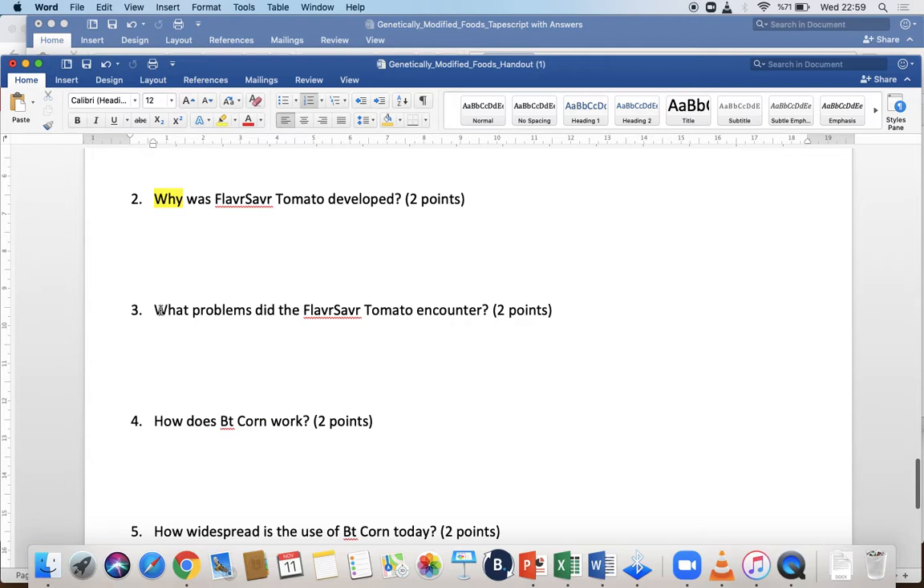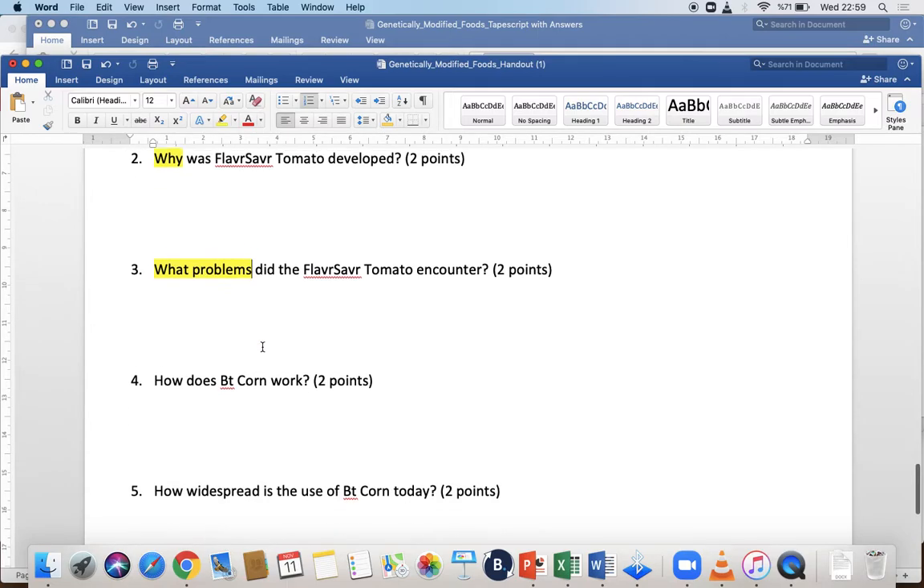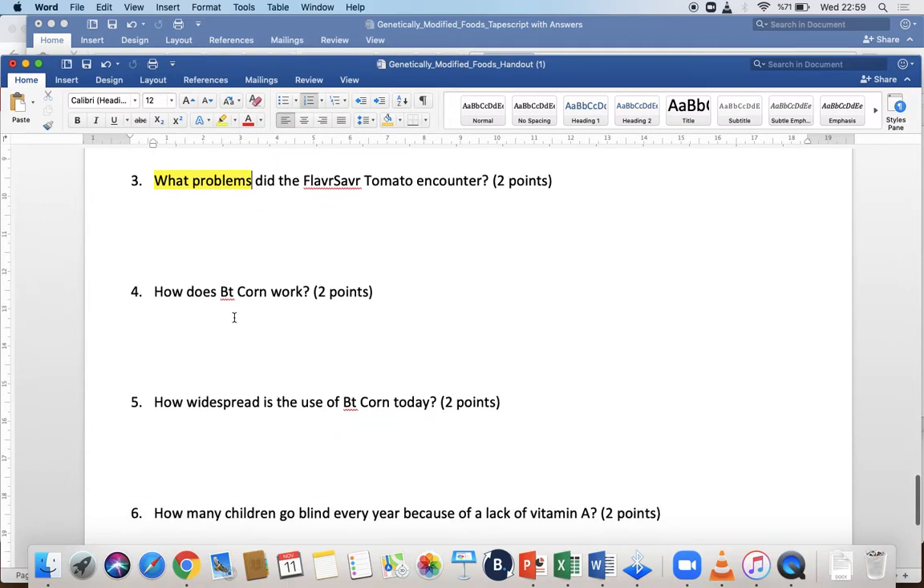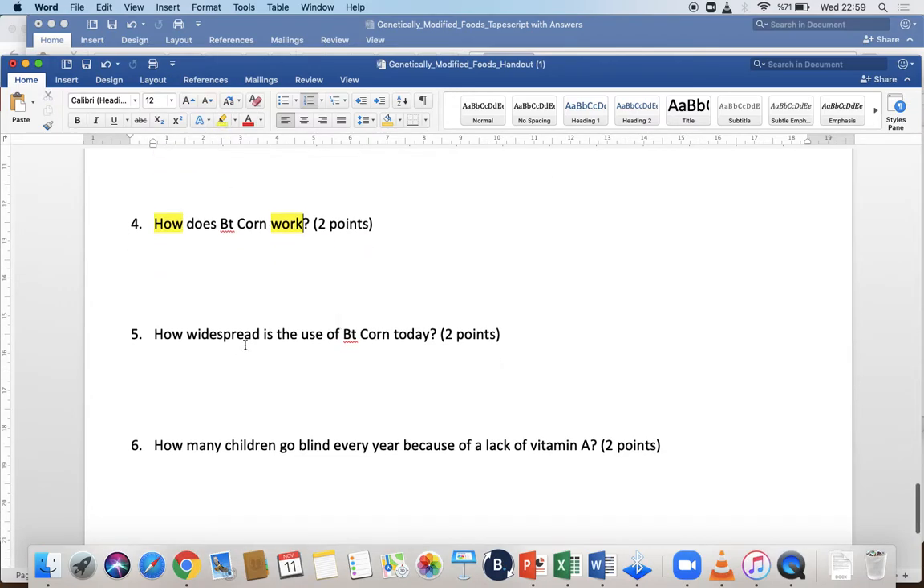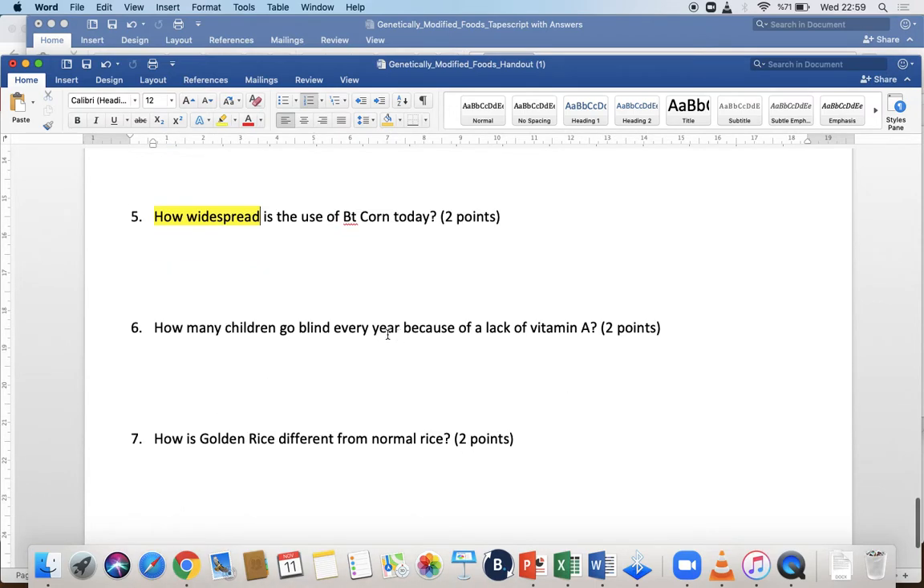And next question, what problems did the flavor savour tomato encounter? You should write the problems here. Fourth question, how does BT corn work? This is the second genetically modified food, and how does it work? Next question, how widespread is the use of BT corn today? Next question, how many children go blind every year because of a lack of vitamin A?